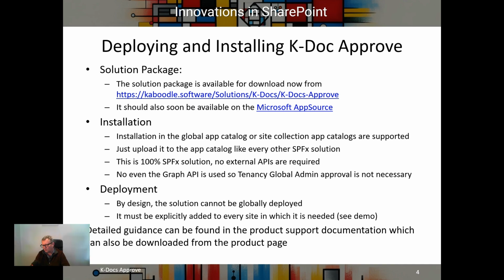And we don't, in fact, even use the Graph API, which is a bonus because this means that this solution can actually be deployed without having to get approval from a tenancy global administrator. By design, we have made this solution so that it cannot be globally deployed. So what that means is that you're going to have to install it on each of the sites where the application is actually needed. We did that by design because we felt as though most organizations wouldn't want this capability available on all sites. They would only want to be using it on a few select sites.